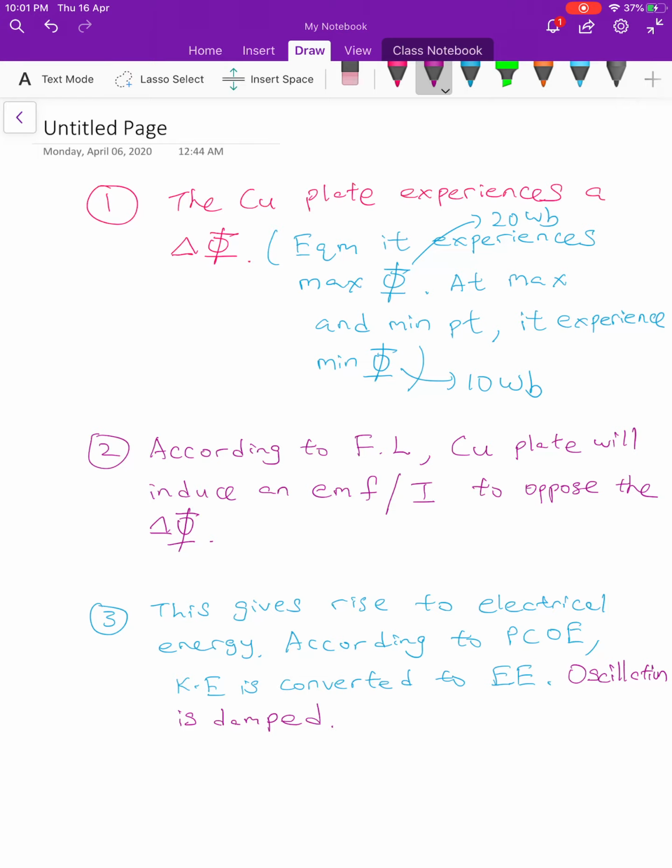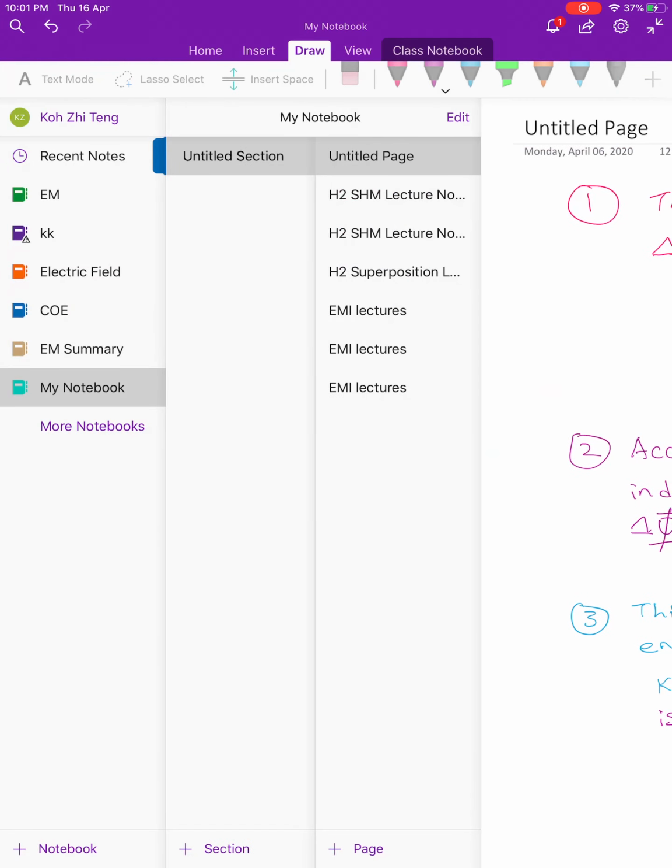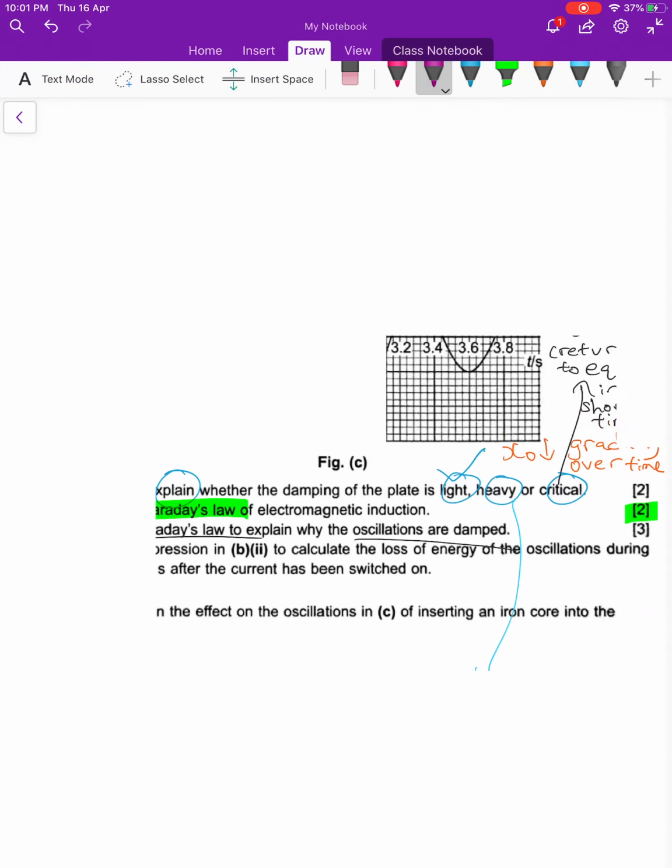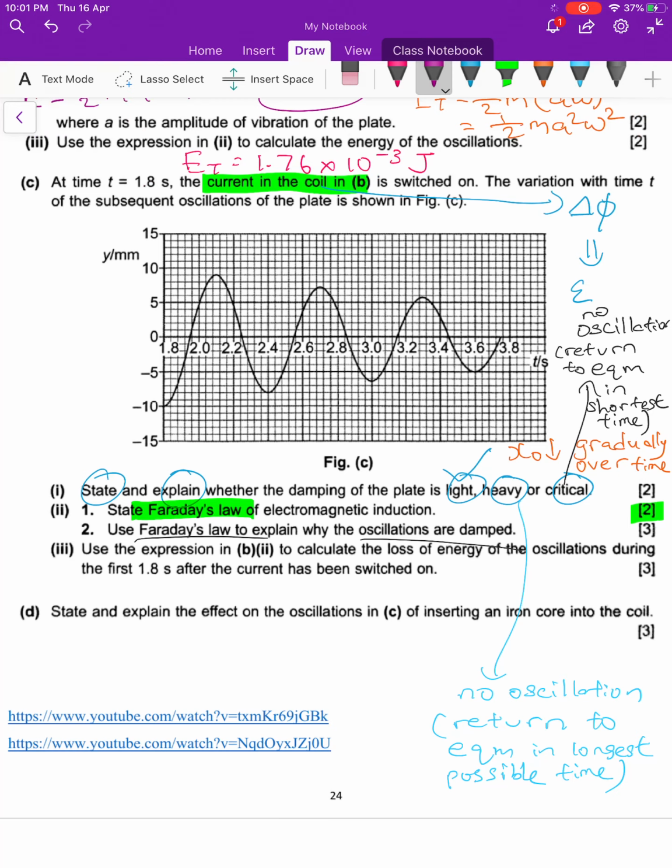Okay, because kinetic energy is lost, right? Okay, it's lost. So these are our three explanation points. For electromagnetic induction, quite a lot of explanation. Okay, so maybe let's go back to where we were.